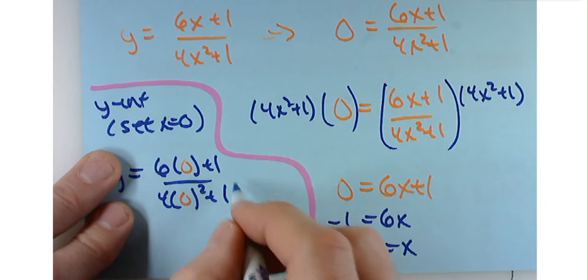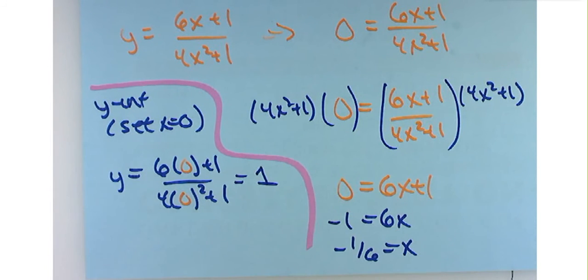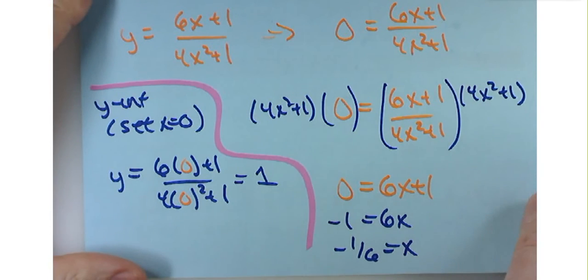Which leaves me with 1 over 1, or 1. Yay. So I think we've got pretty much all we're going to get out of this. There is one more thing that I'll ask, and that'll be domain and range. But let's just see that our graph matches some of the things that we've picked up here.